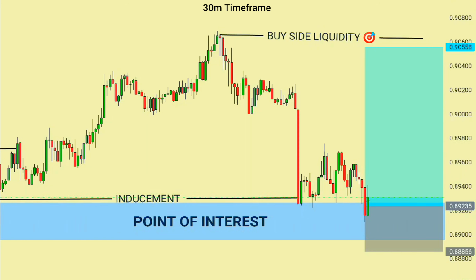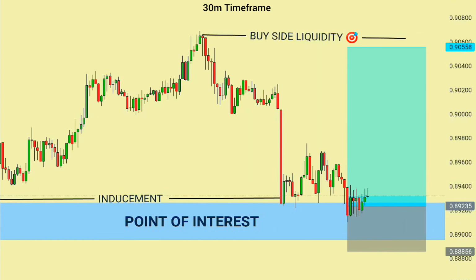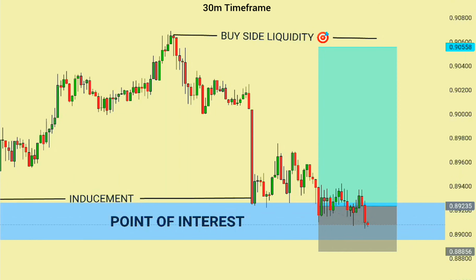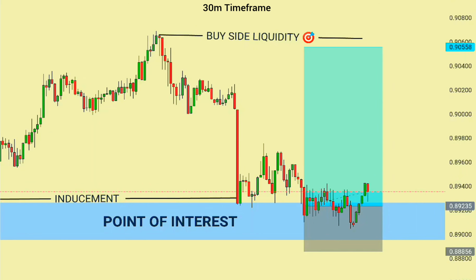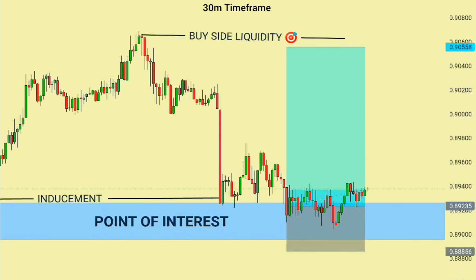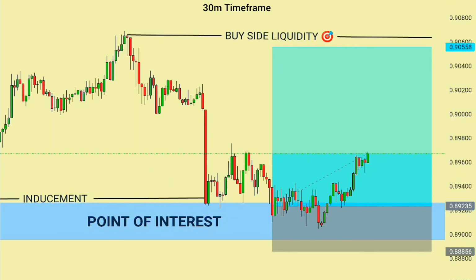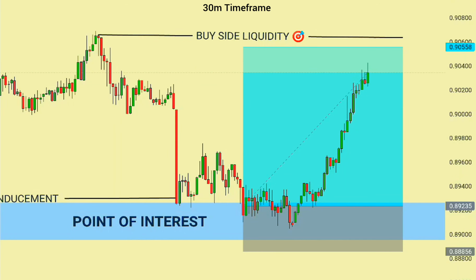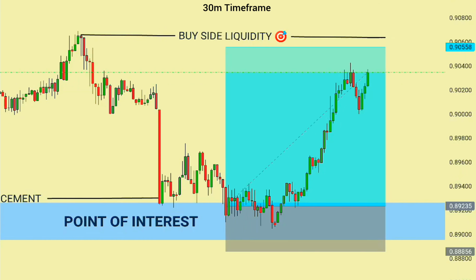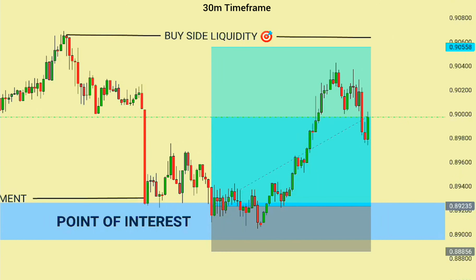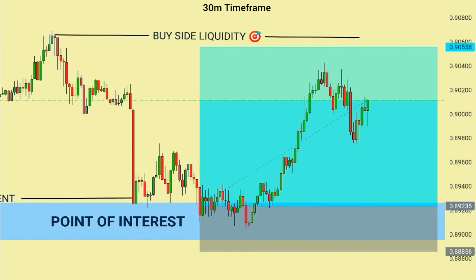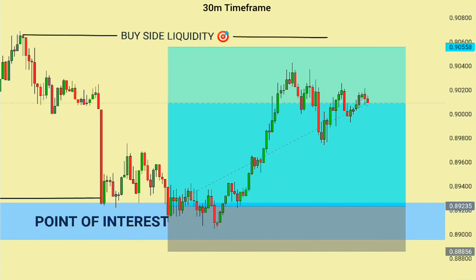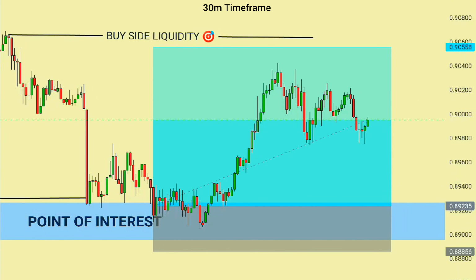Now price comes back into the same area again. This is the second time. And notice the reaction here. This time, price does not slow down. It moves away with more strength. No hesitation, no struggle, and continues pushing upward, directly towards the buy-side liquidity. This shows the zone is still being respected, and buyers are in control.